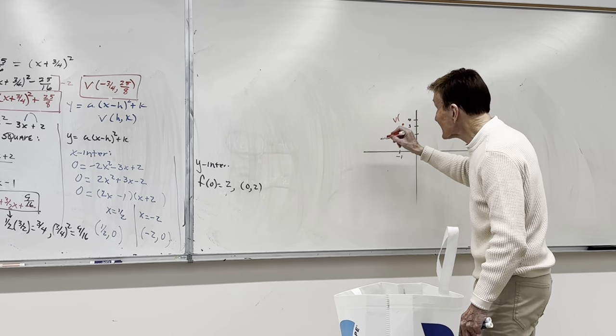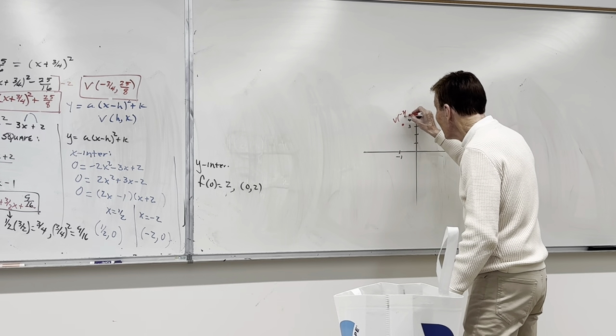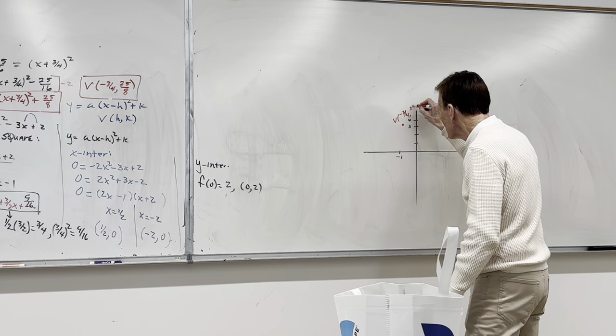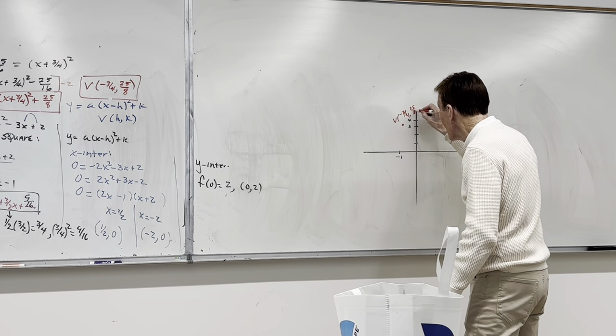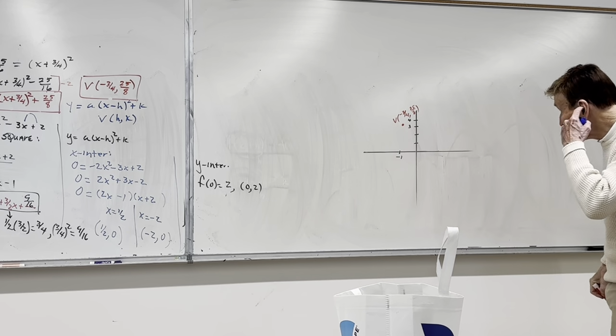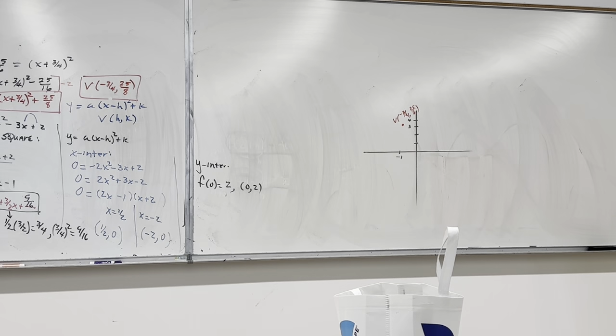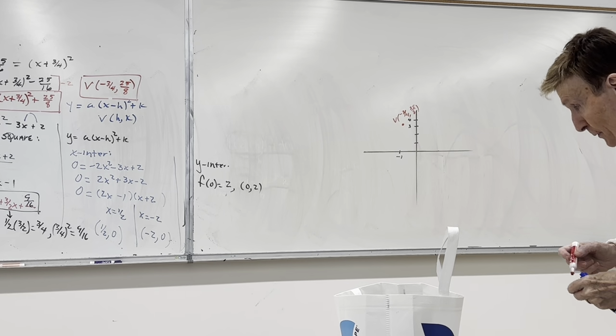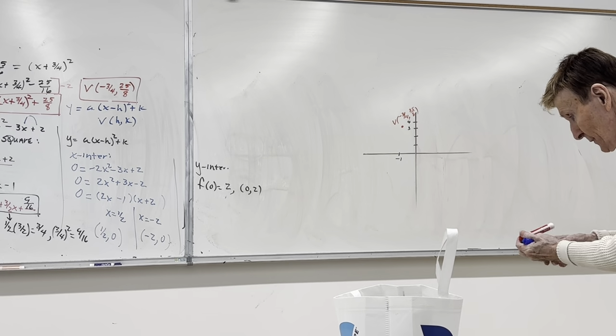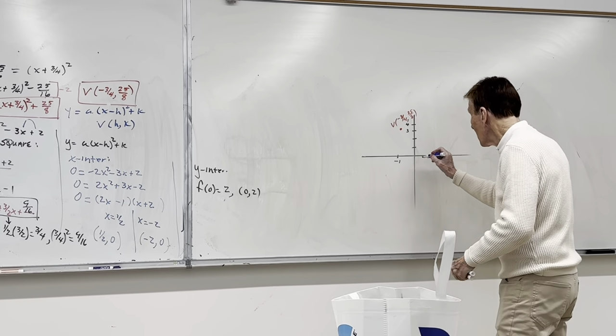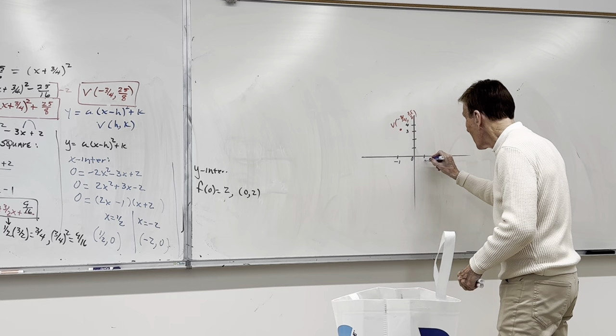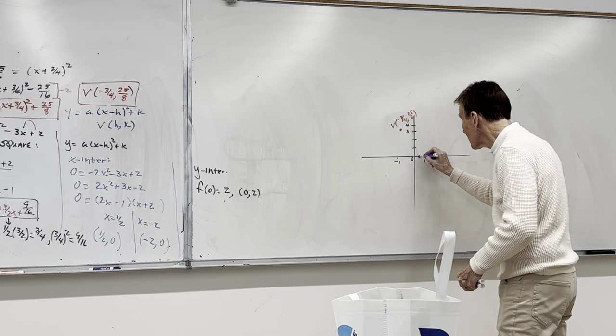And we'll label this as this. There's my turning point. Okay. X-intercepts. Yeah, we've got a couple of those. 1/2. Mark it over here. I'll put 1/2 right there.